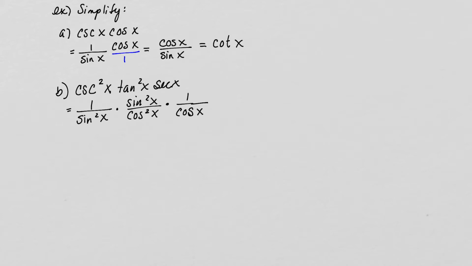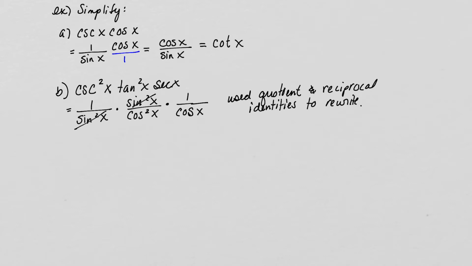Okay, so does anybody see anything that I could possibly do with that? All I've done right this second is use the quotient and reciprocal identities to rewrite. So can you see any algebra? Okay, yeah, exactly. Because I happen to have a sine squared in the top and a sine squared in the bottom, the sine squareds cancel each other out.